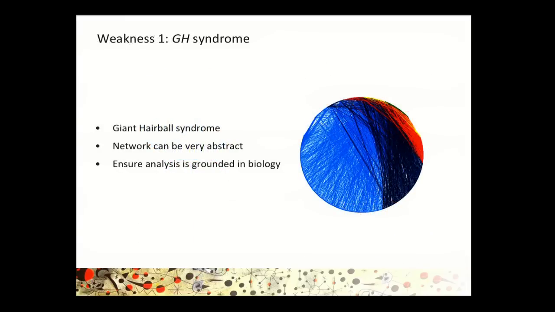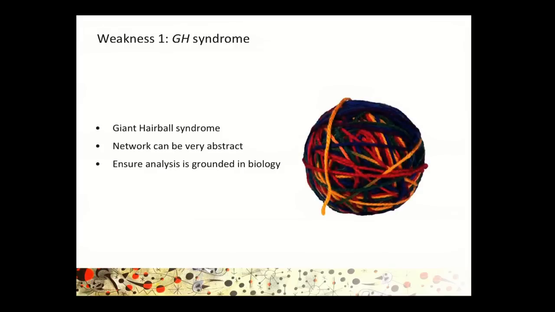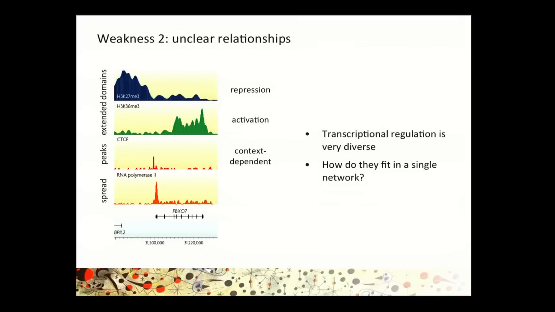Of course, there are weaknesses here. One is what we call the giant hairball syndrome. Our network looks very similar to a hairball, and these networks can be very far removed from the biology. And this is a very common criticism that we get when we collaborate with experimentalists. Another thing is it's not clear how you should represent all these different types of regulatory relationships in a single network. These different binding proteins bind in very different ways. And they also represent quite different types of regulatory relationships, sometimes totally repressive, totally active, or half of each.